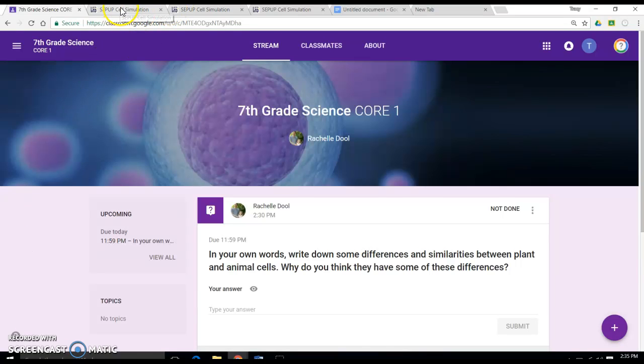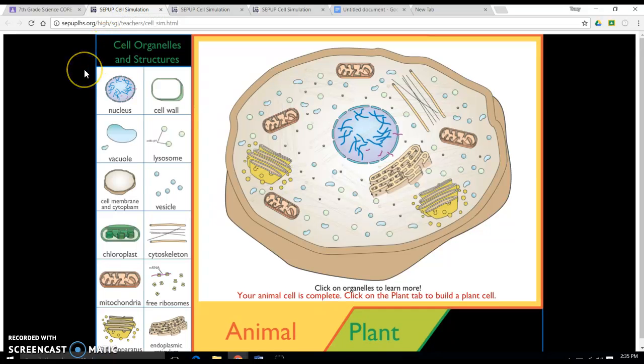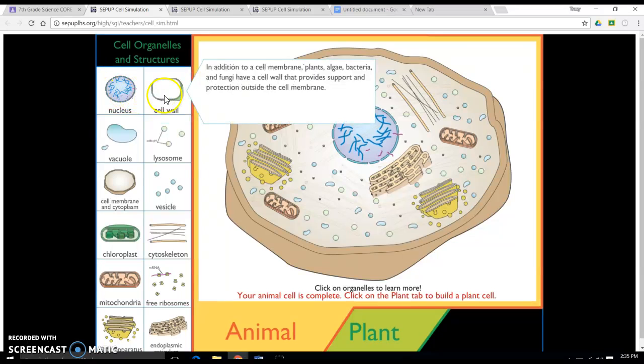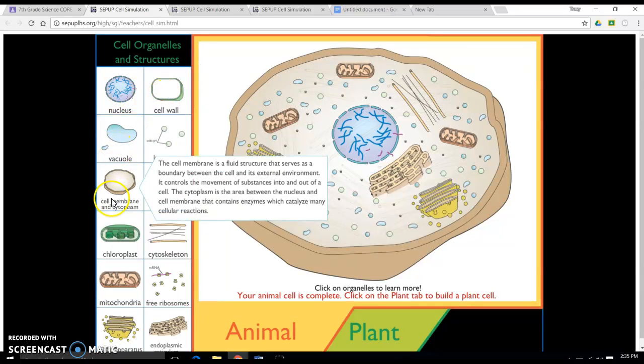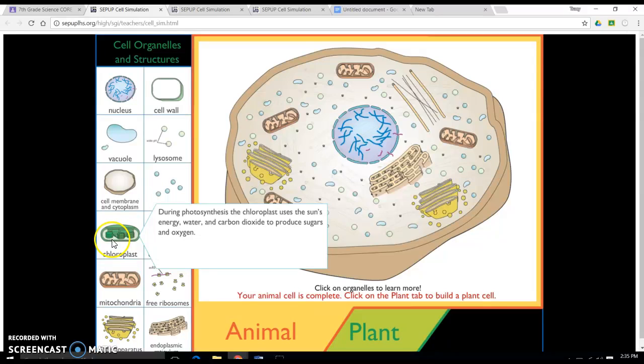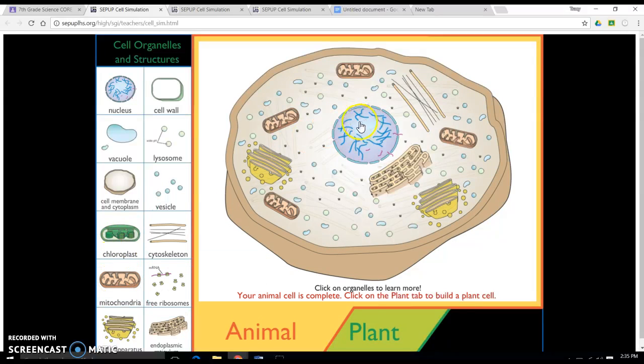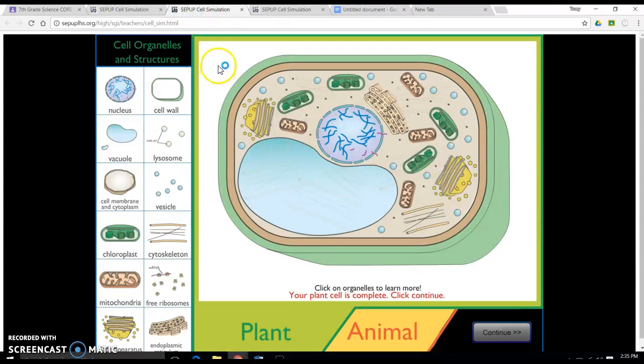Just as a quick review, you were asked to build an animal cell. There's all these different organelles to the left, and they each have a small description as to what they do. So once you were finished, you went to the plant cell, which I have in another tab. You built the same plant cell using the same organelles that were shown with the animal cell.